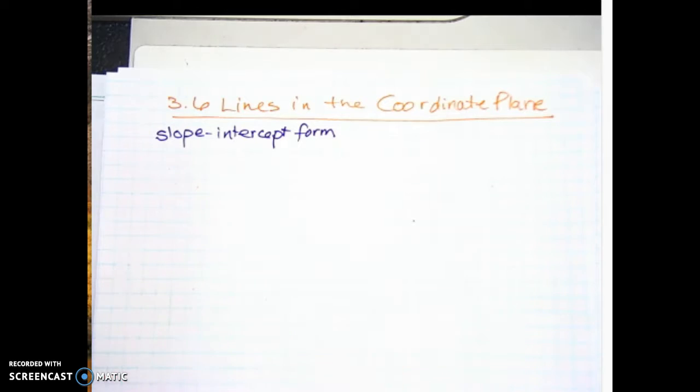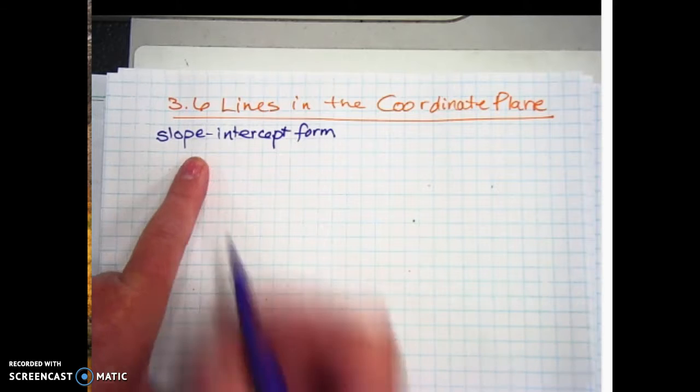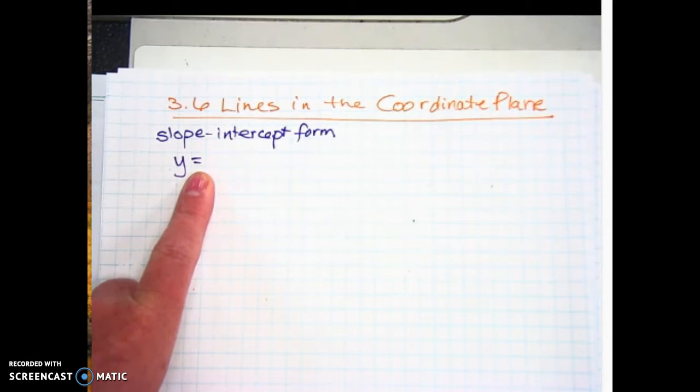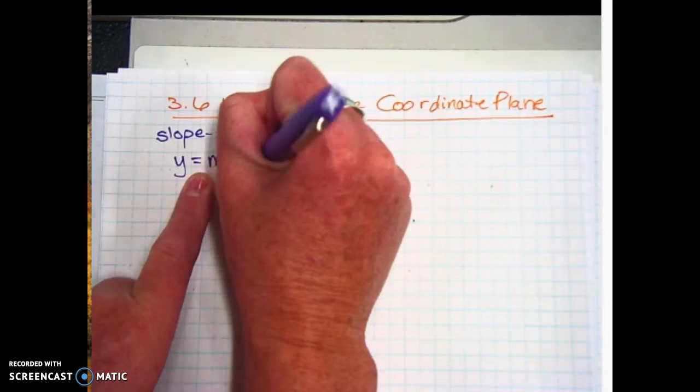Slope-Intercept Form. A bunch of you tried to give me this yesterday when I was trying to get you to give me the slope formula. So the slope formula starts with m equals, and we'll get into that in a minute. But the slope-intercept form starts with y equals. There you go. Y equals mx plus b.